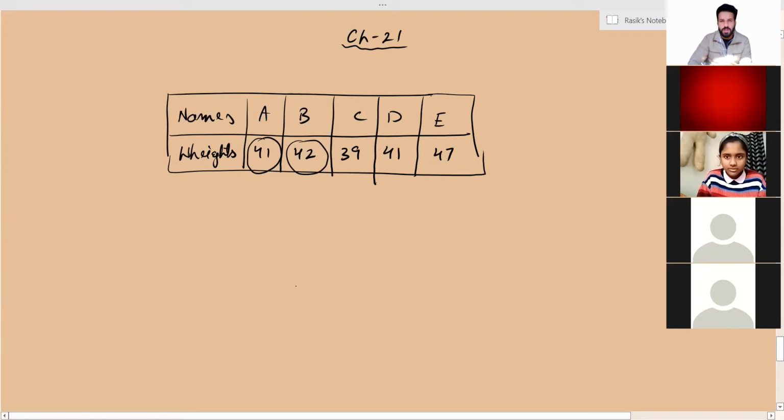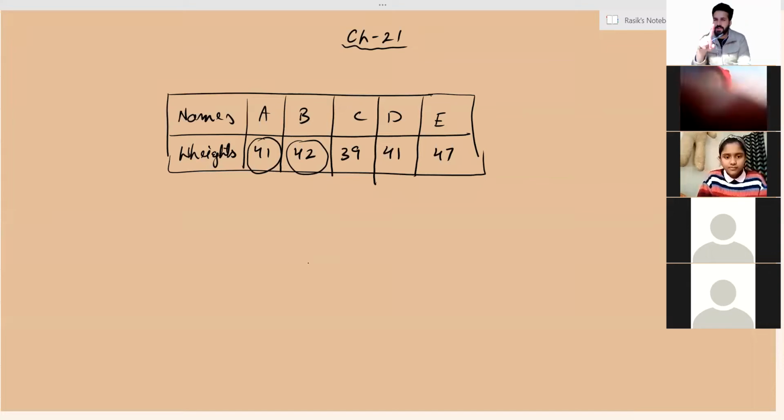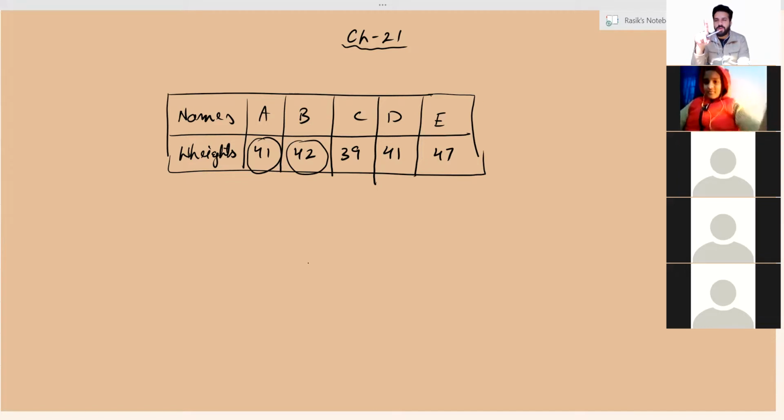Okay, so the number of times a particular observation has appeared, that is known as the frequency. So if I ask you what is the frequency of 42, your answer will be 1. Frequency is the number of times a particular observation has come in the data. So 42 is coming only one time in the data. So what is the frequency of 42? The frequency of 42 is 1.